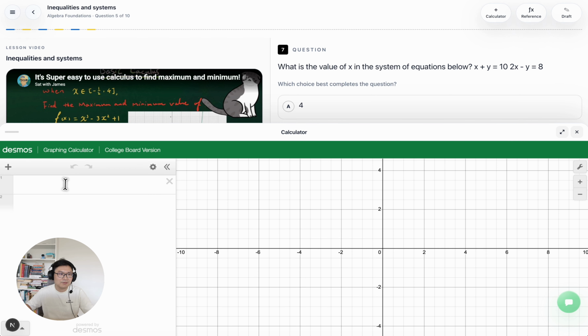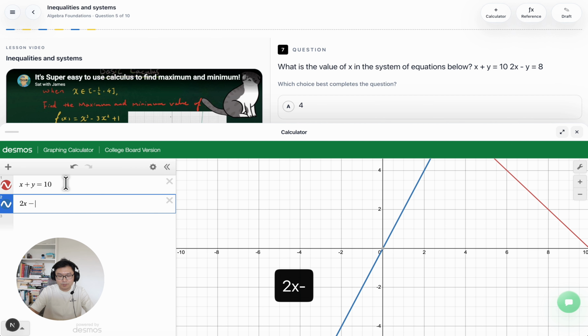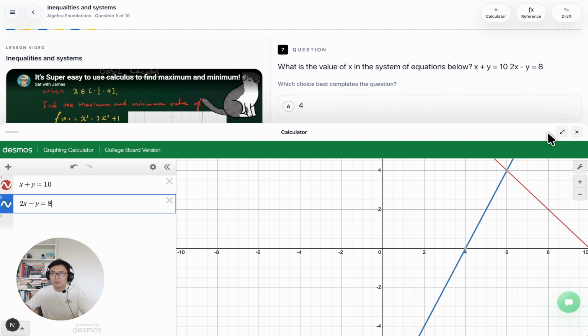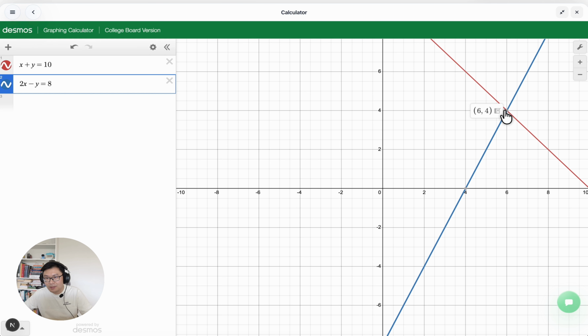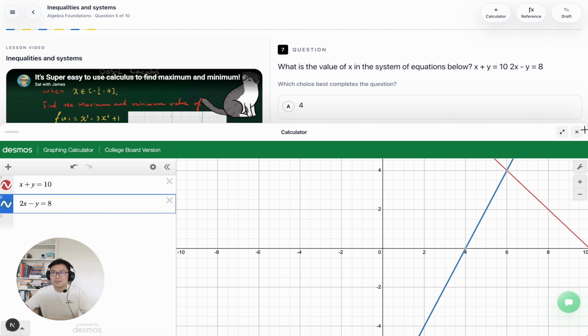You can also use the decimals calculator over here. Just click it out and then plug in the system over here. So we have x plus y is equal to 10, and then 2x minus y is equal to 8. And see where these two lines are crossing each other. So you have the point over here, 6, 4, right? So x is 6 and y is 4. Do we have 6, 4? So what is the value of x in the system? So x should be 6.